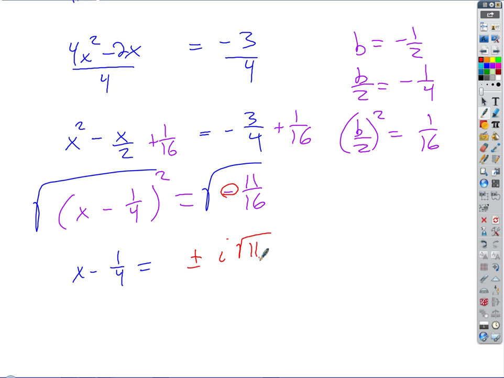But what's the square root of 16? 4. Okay. So we could do something like this, couldn't we? And then last step?